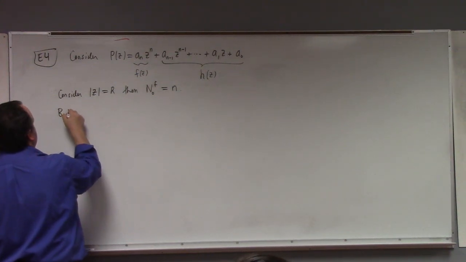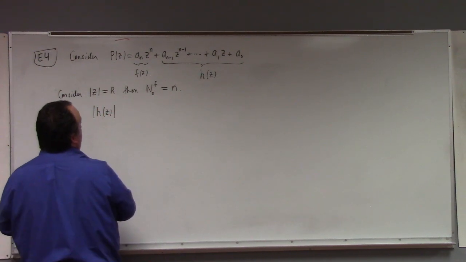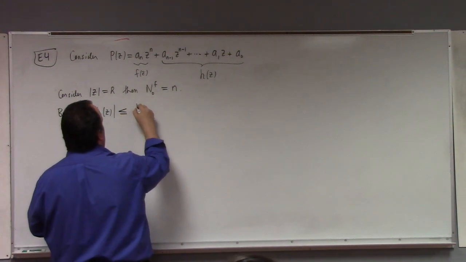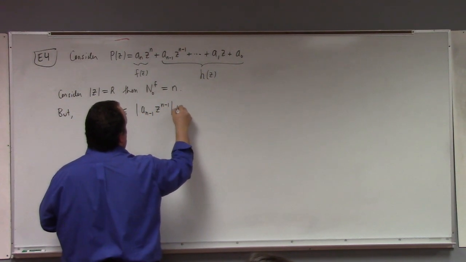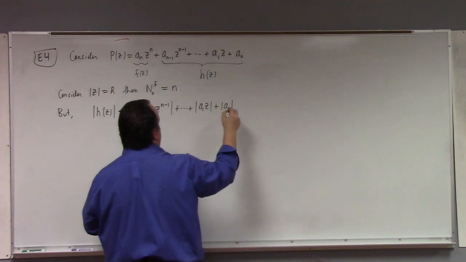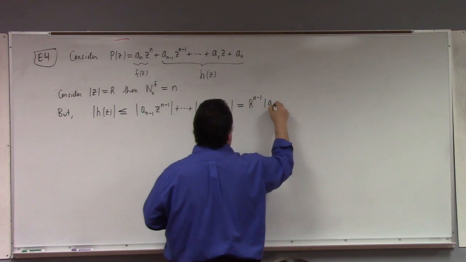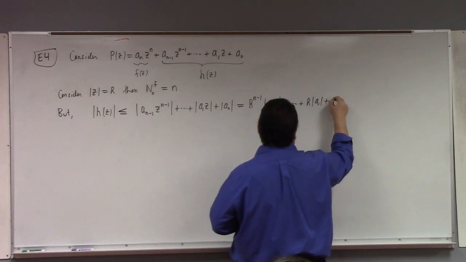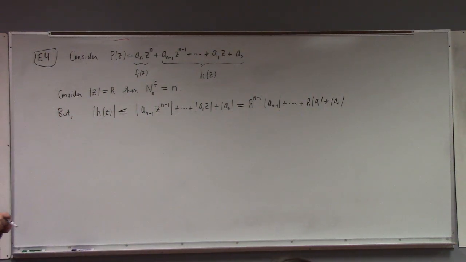But notice that the modulus of h of z is less than or equal to the modulus of a_(n-1) z to the (n-1) plus dot dot dot plus the modulus of a_1 z plus modulus of a_0, which we can simplify to r to the (n-1) times modulus of a_(n-1) plus dot dot dot plus r times the modulus of a_1 plus the modulus of a_0.